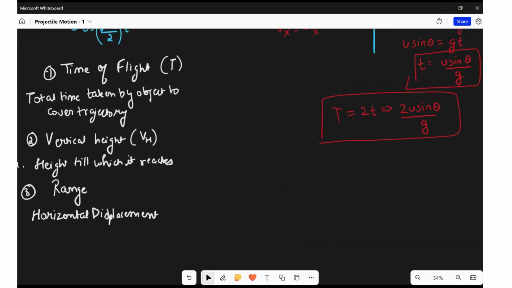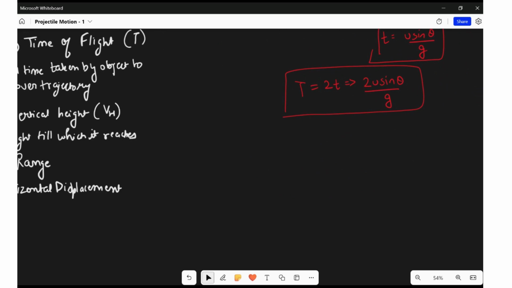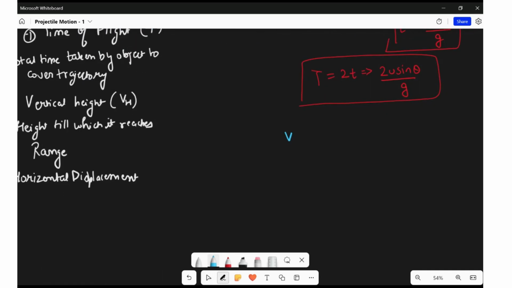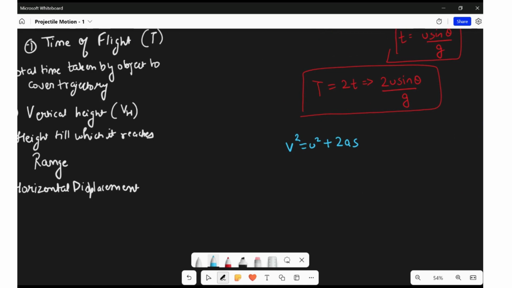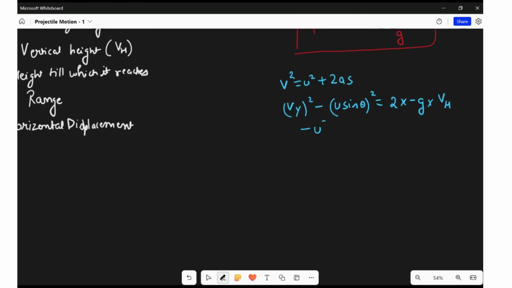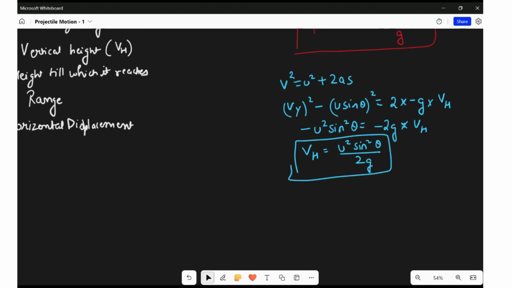Now the next thing is vertical height. For the vertical height, we can use the second equation, v square is equal to u square plus 2as. Now v along y is again 0. So v along y square minus u along y, which is u sine theta, square, is equal to 2 into minus g, a along y is minus g, into the distance or vertical height which we need to find. Now minus u square sine square theta is equal to minus 2g into vertical height. So the vertical height becomes u square sine square theta by 2g. This is our next derivation for the vertical height.